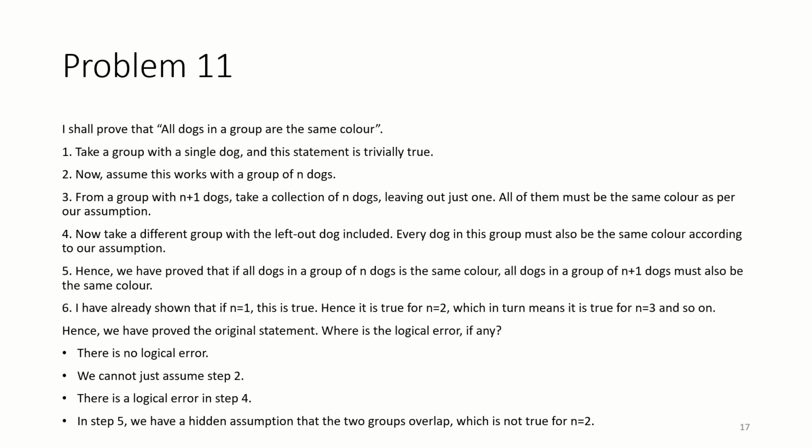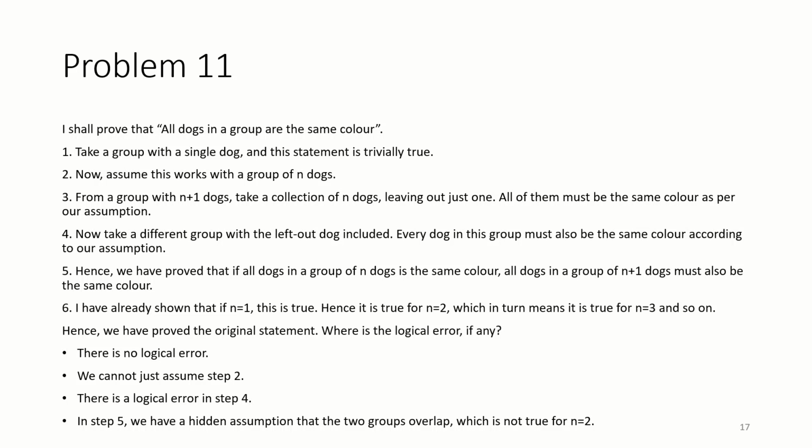I was saying that we are making an assumption in the second step, and in the fourth step we are saying that if our assumption is true, whatever assumption we have made in the second step, then every dog in this group has to be the same color, including the one which we have left out. So in that way, I don't see a logical error here. In fact, it is like a more firm logic, because you are intentionally leaving one dog out.